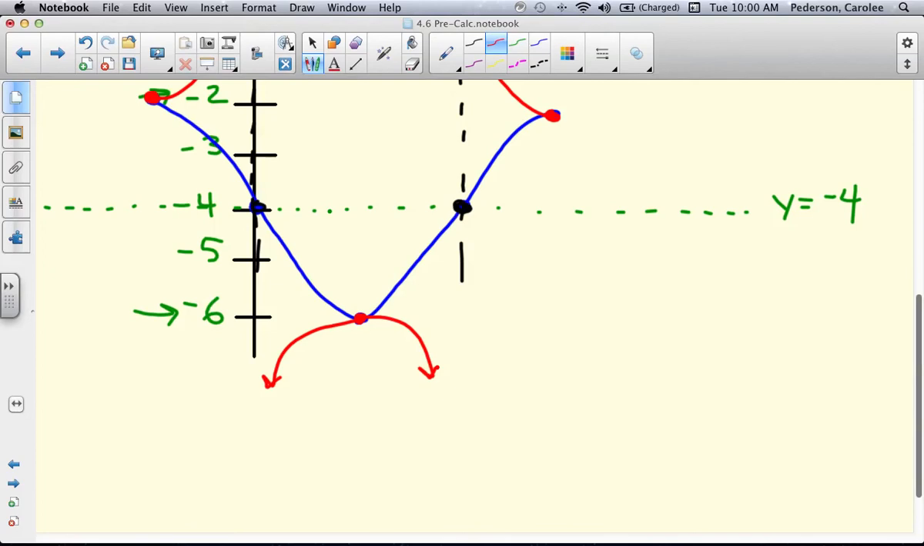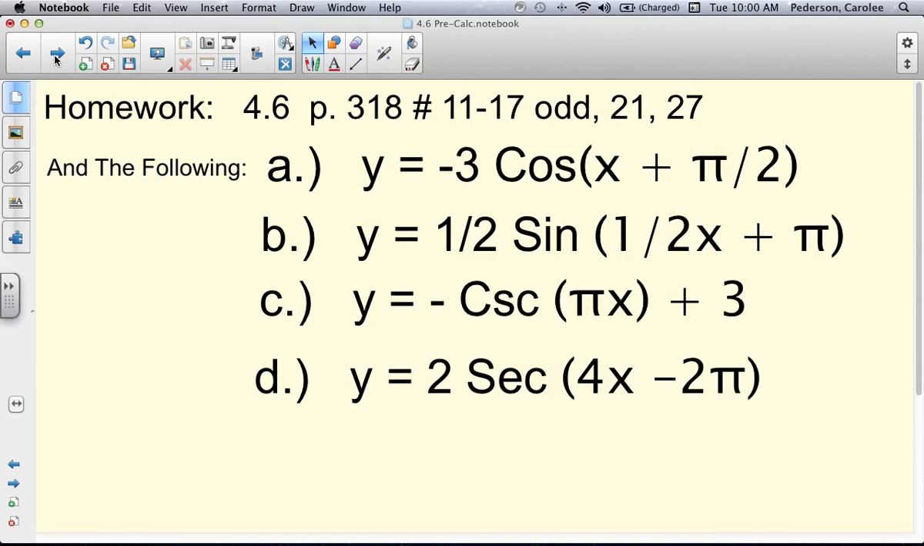All right, that is our lesson for today. Here is your assignment. 11 through 17 on, 21 and 27, and then 4 additional questions.